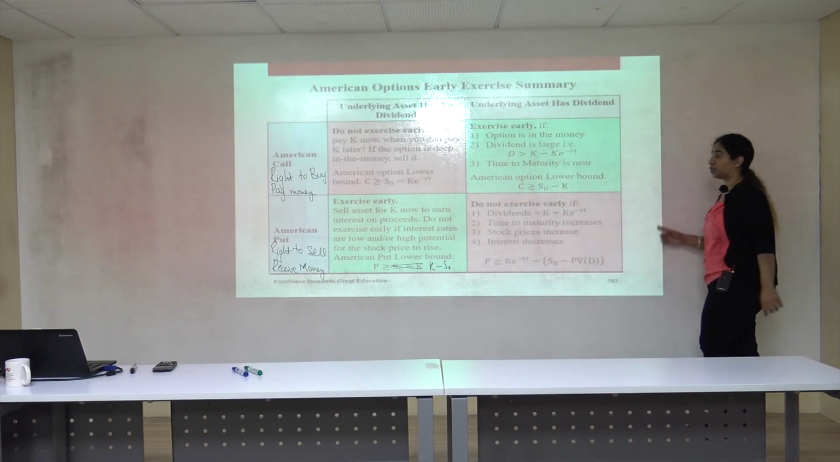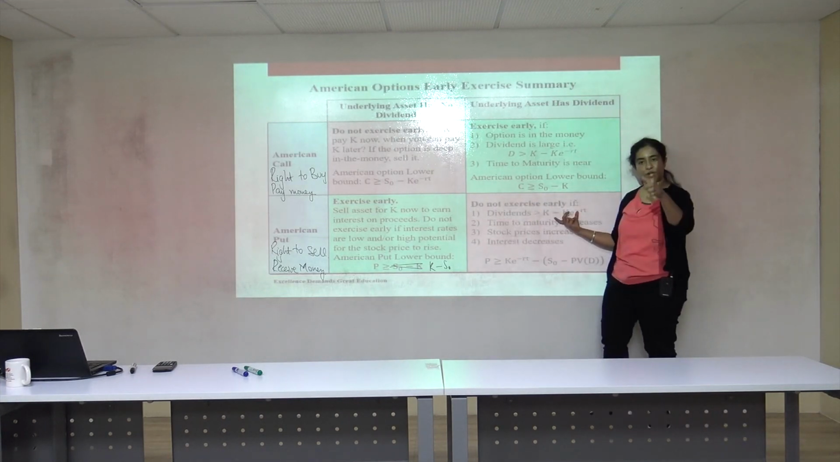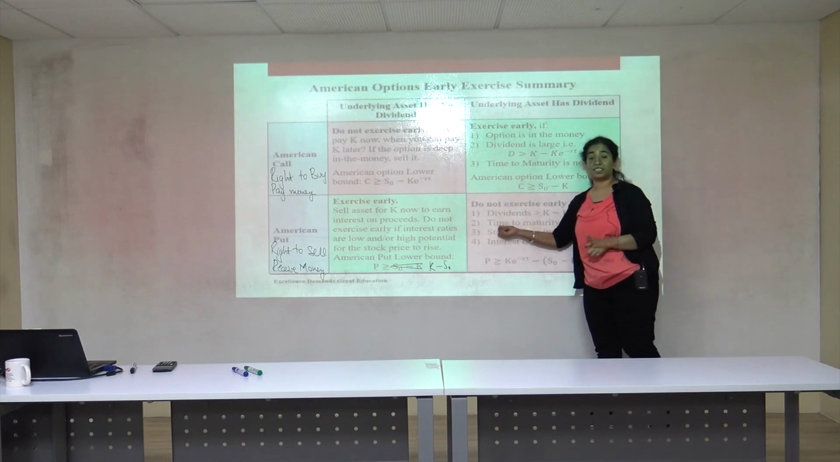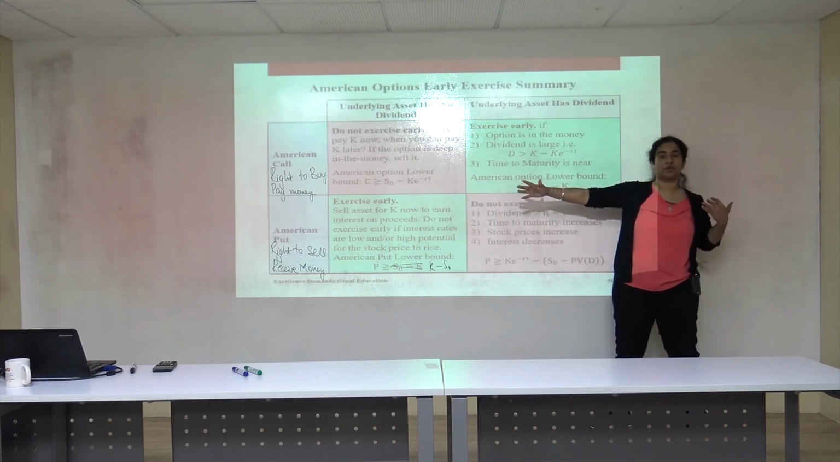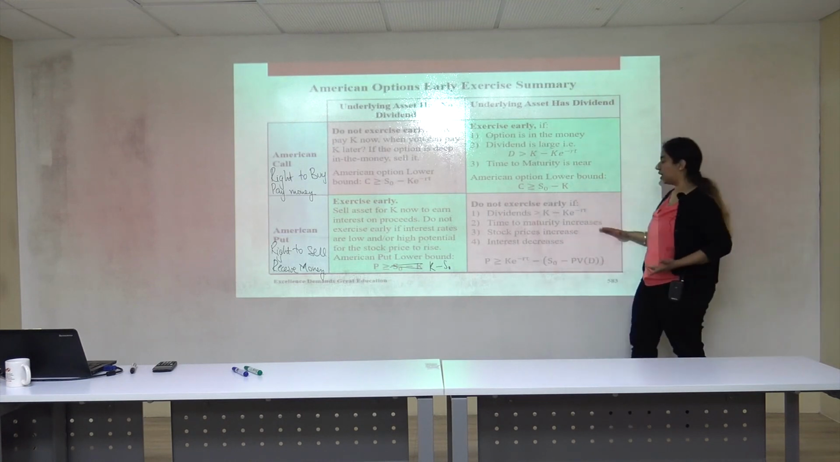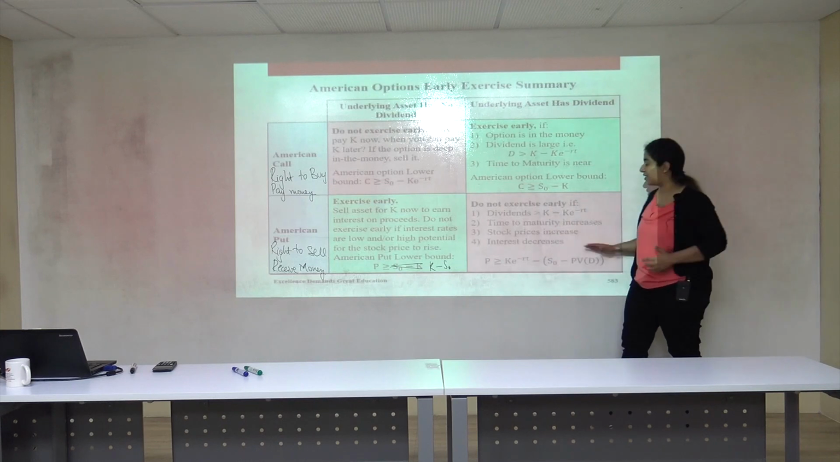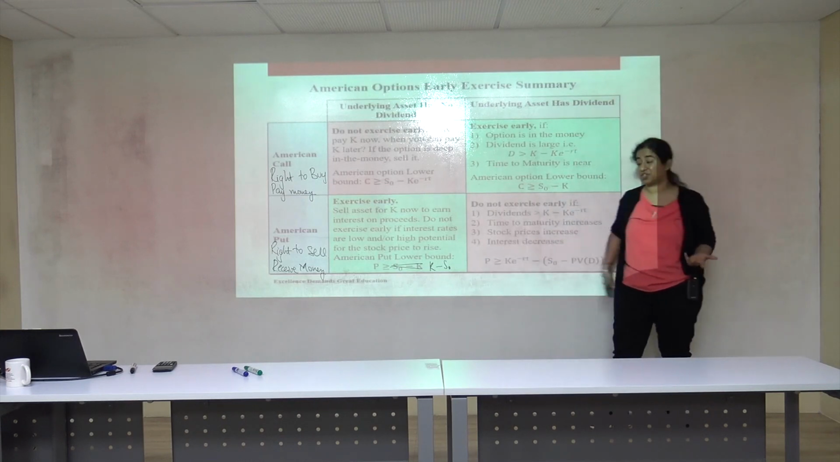So do not exercise early if the dividends are larger than the benefit of earning extra interest. The time to maturity is long, so you don't want to exercise early and kill the option. You will lose all that time value. The stock price is increasing, so remember, you don't want to lose out on the winner. And then lastly, interest rates are going down, so there's not much to earn.